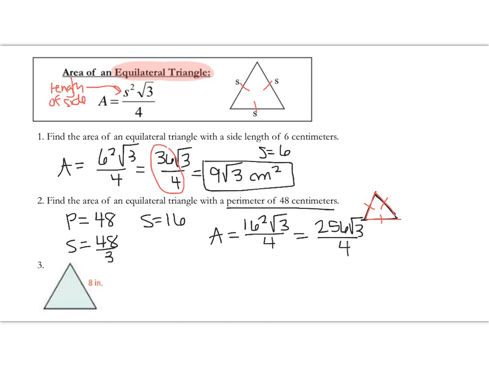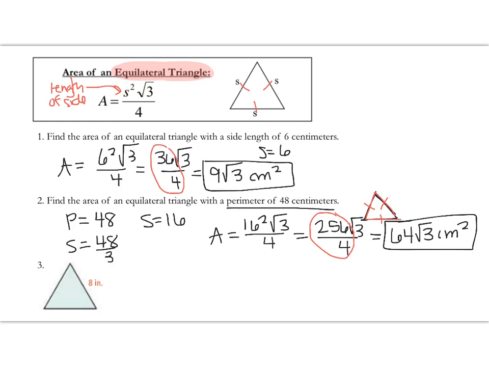And again, your last step is to see if you can divide these outside numbers. We're going to have to keep the radical 3 in the answer. So these will always have a radical 3, but see if you can divide the outside numbers, which you can here. You get 64 radical 3. And then this was in centimeters, so centimeters squared is our unit.